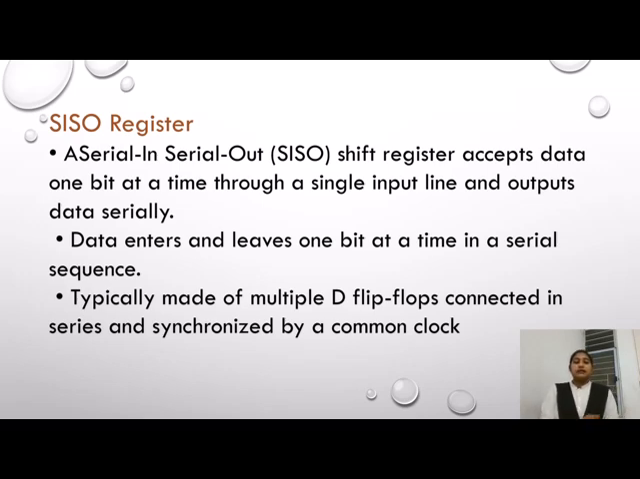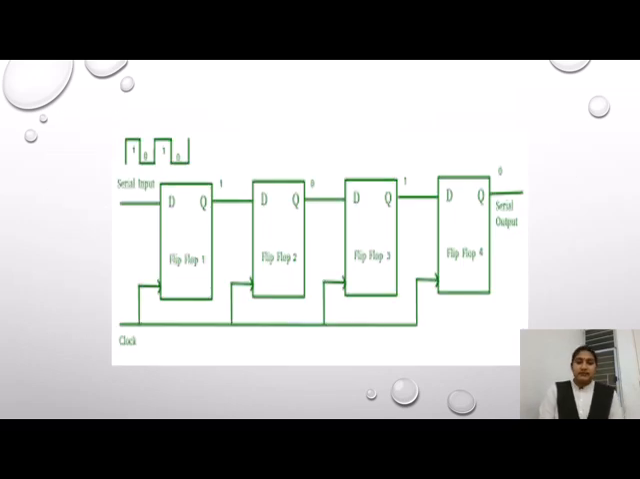As we discussed, the registers are designed through D flip-flops connected in series and synchronized by a common clock. The clock is common for every register. This is the circuit diagram. This is the clock. Switch 1 is on and 0 is off. Based on the clock, we give the input to the diagram. Each clock is connected to every flip-flop. This is also a DQ flip-flop. The serial input is serial, and the output is also serial.